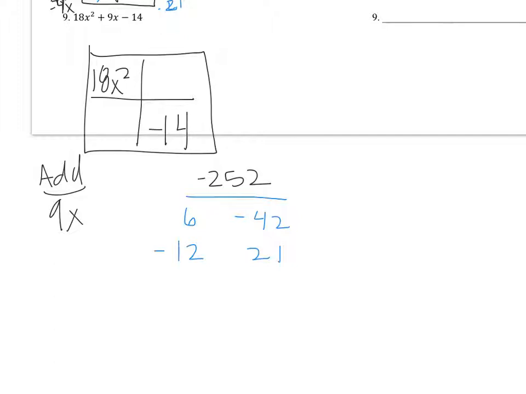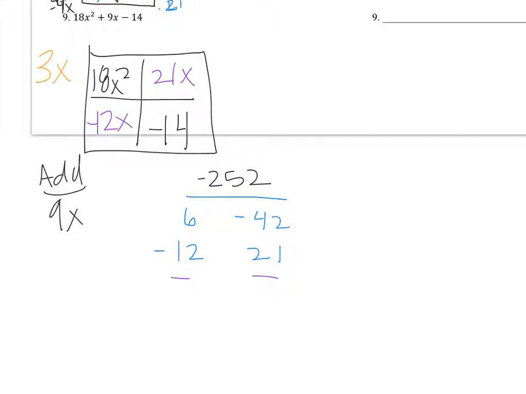Now this one works, because negative 12 plus 21 would give me 9, and that's what I'm working towards. So I have negative 12x in one box and 21x in the other. So I'm thinking factoring out each of the boxes. For this first one, they're both divisible by 3 and x.